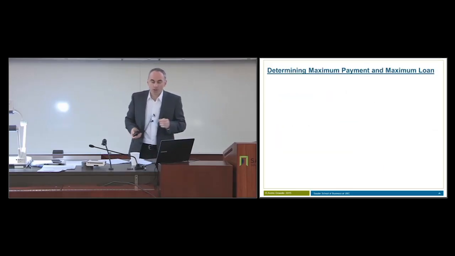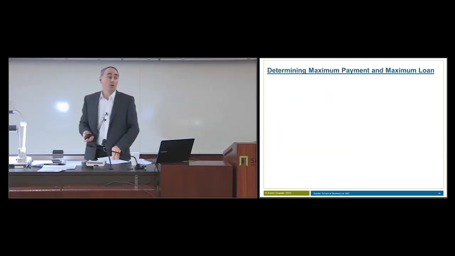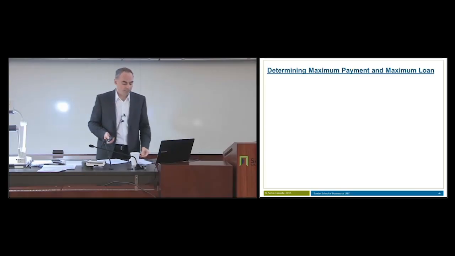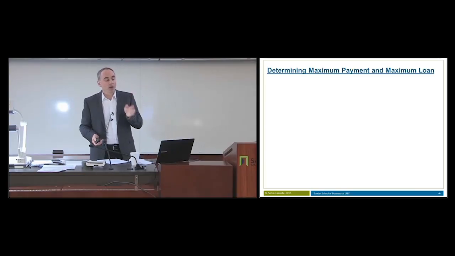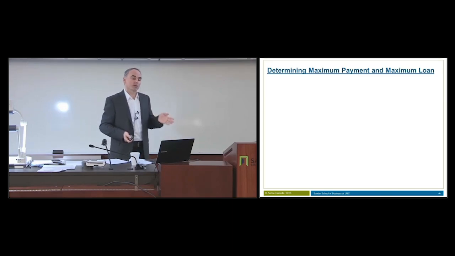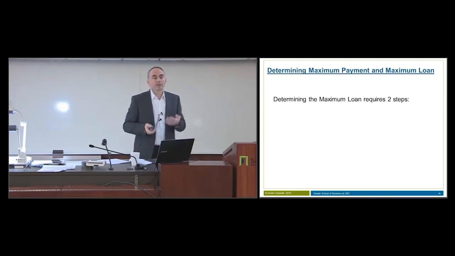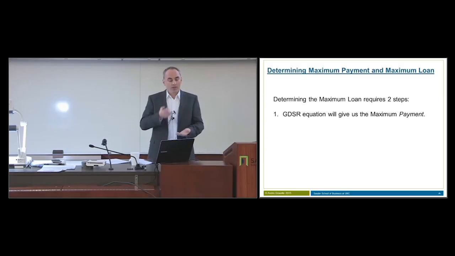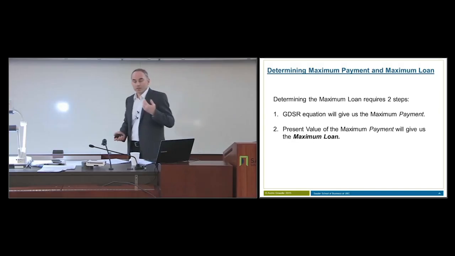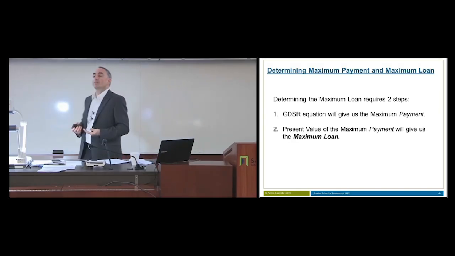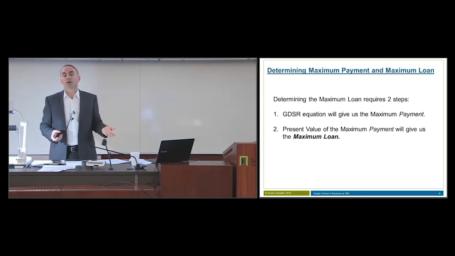Okay. So getting the maximum payment gets us partway toward figuring out the maximum loan. So what we need to do next is determine the maximum loan based on the maximum payment. Well, two simple steps. The gross debt service ratio equation gives us the maximum payment. We looked at that a moment ago. The present value of the maximum payment gives us our maximum loan.